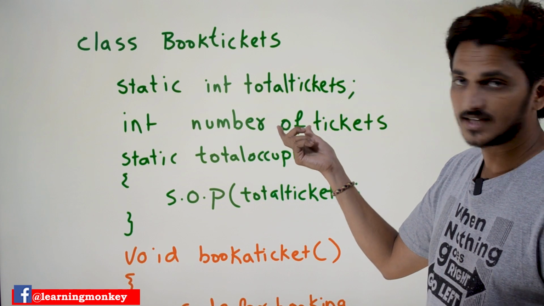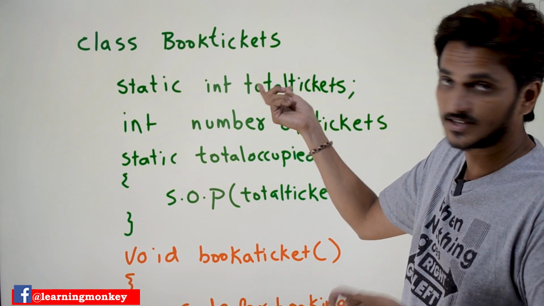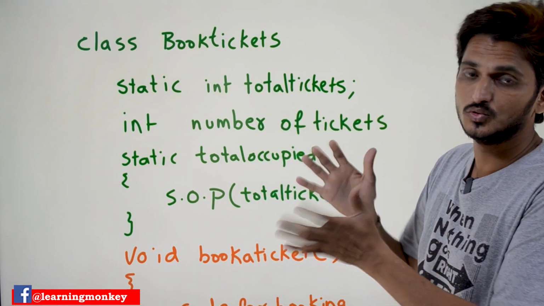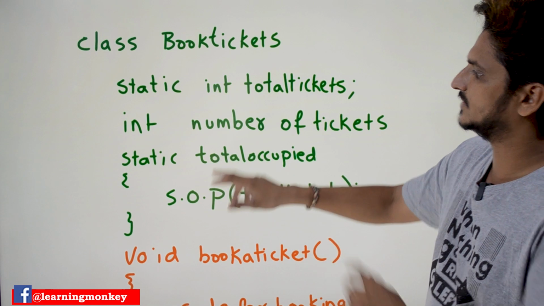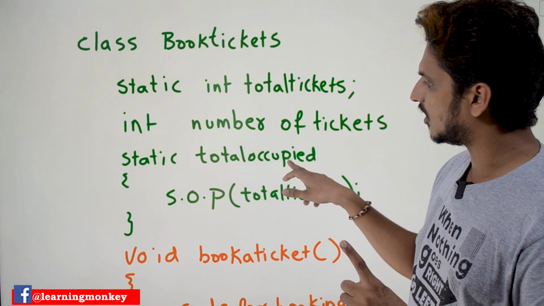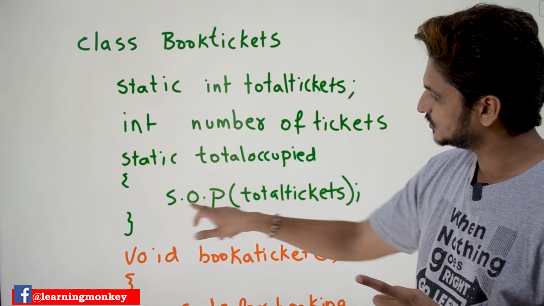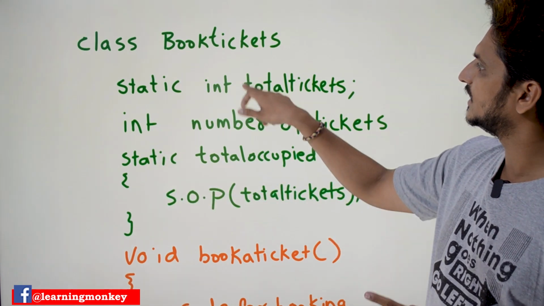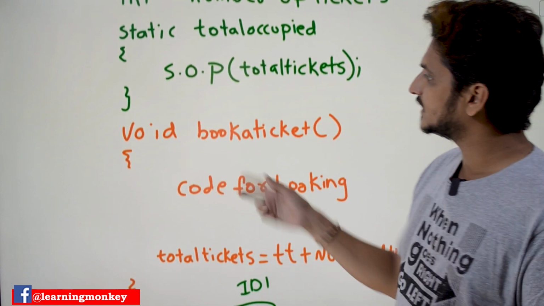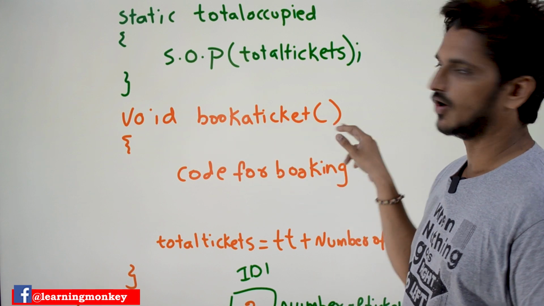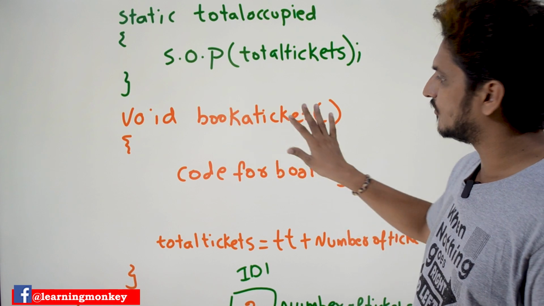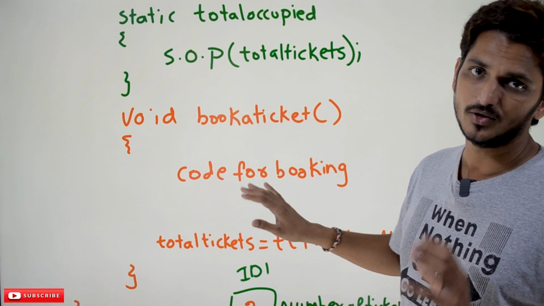Why have we considered this as an instance variable and this as a static variable? We need to break this code down and understand the use of each. We have written one method called totalOccupied. This method is a static method and it is going to display System.out.println of total number of tickets. And we have written one more method, void bookATicket. This is an instance method. What is the bookATicket method going to do?